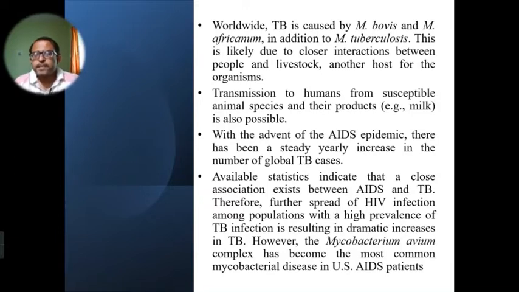Now, available statistics indicate a close association between AIDS and TB. Therefore, further spread of HIV infection among populations with high prevalence of HIV infection is resulting in a dramatic increase of TB cases. As you know, there is a correlation between these two organisms and these two diseases. It helps them to spread between healthy persons.